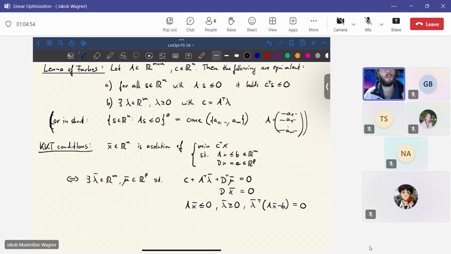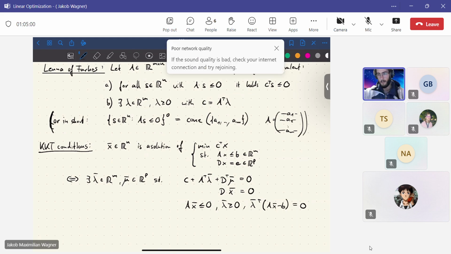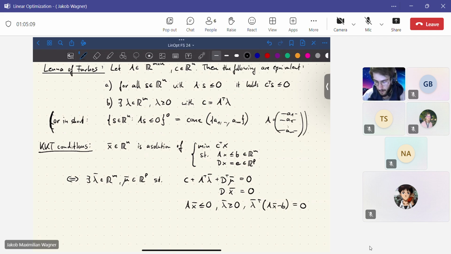Let me think. So obviously, if you do some least squares problem, you minimize over some quadratic function. So there you don't have a linear function anymore. In general it's still quadratic. So these are the KKT conditions for linear optimization problems.